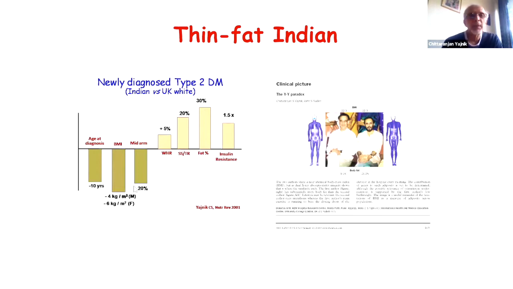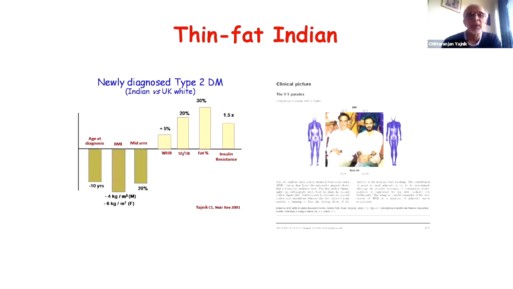Mid-arm circumference, which I'm sure you measure in your anthropometric measurements, is a surrogate for muscle mass. So Indians had about 20% smaller muscle mass surrogate compared to the English patients. So our patients were young, they were thin, they were lean. Muscle mass was less. But look at their waist-hip ratio. Despite all this, our patients had 5% higher waist-hip ratio. Waist-hip ratio variability is subtle, and a 5% bigger waist-hip ratio with a 5-unit lower BMI was actually a big thing.